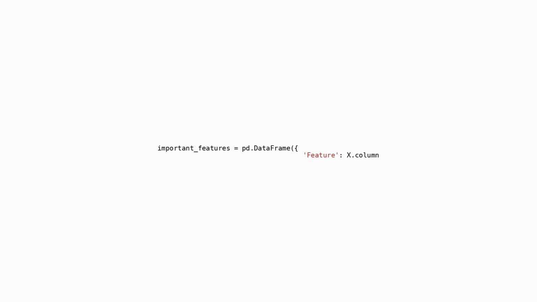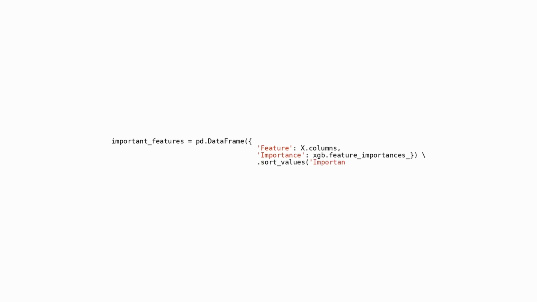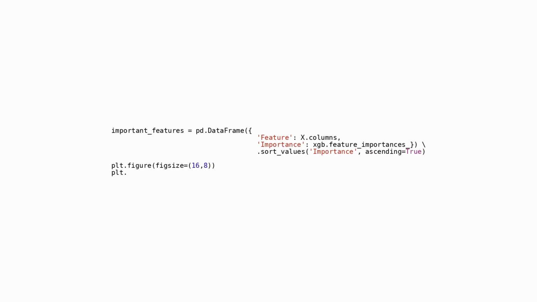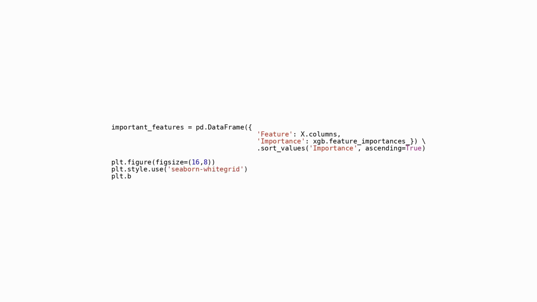1. Establishes a data frame named important features comprising 2 columns, feature housing the feature names from the X DataFrame X.columns, and importance containing feature importance stored from the XGBoost model, feature importances. 2. Organizes the important features data frame in ascending order based on the values in the importance column. 3. Generates a bar plot illustrating the importance of each individual feature, showcasing features along the y-axis and their respective importance along the x-axis.